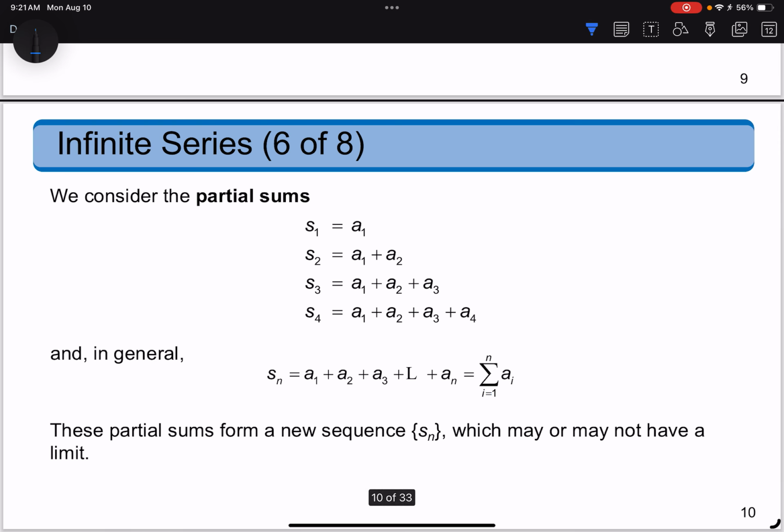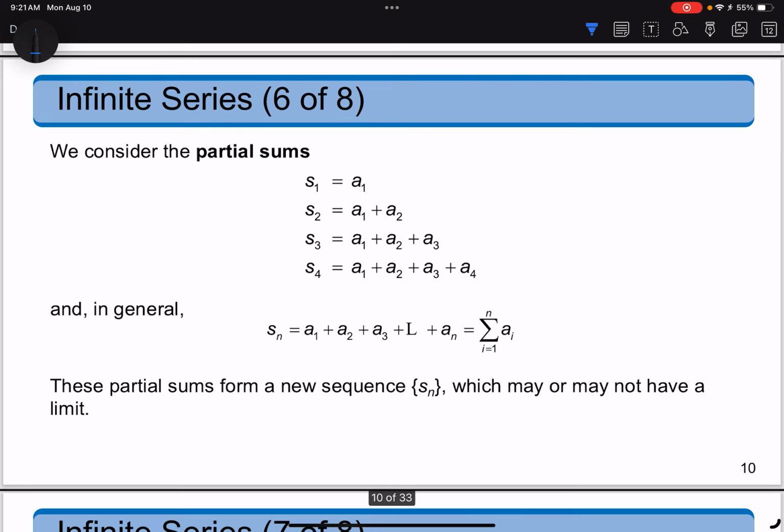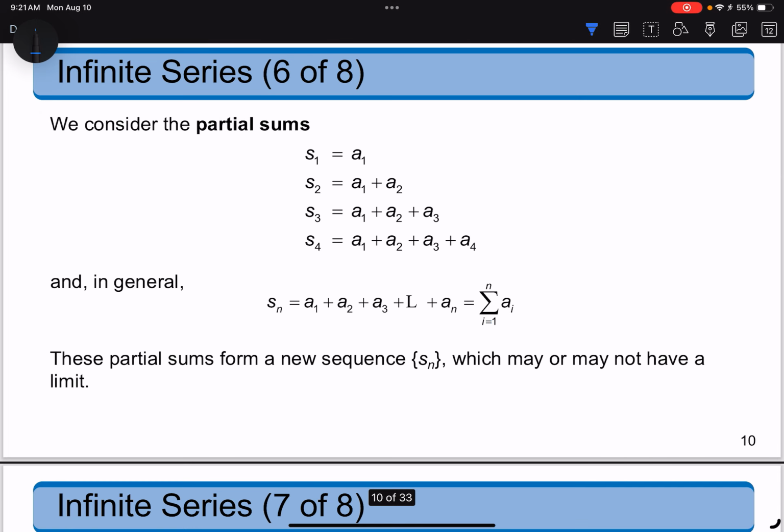So, if we will be considering the partial sums, the first sum is 1/2, your a sub 1. Your second sum is a sub 1 plus a sub 2. Your third sum is a sub 1 plus a sub 2 plus a sub 3, and so on. In general, the sum S sub n is equal to a sub 1 plus a sub 2 plus a sub 3, and so on. These partial sums form a new sequence S sub n, which may or may not have a limit.